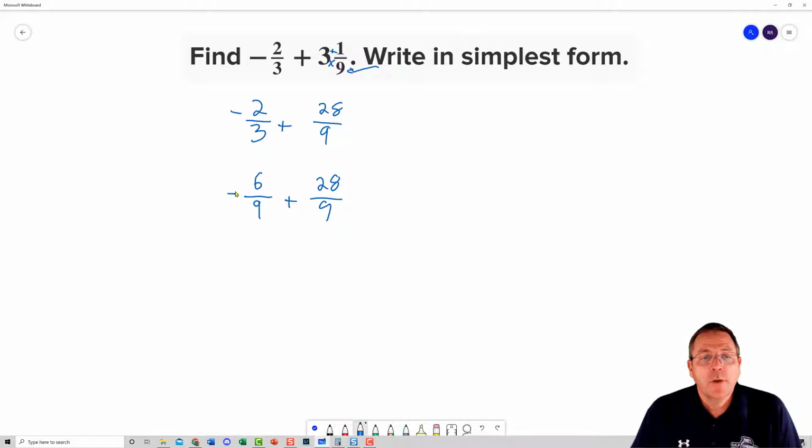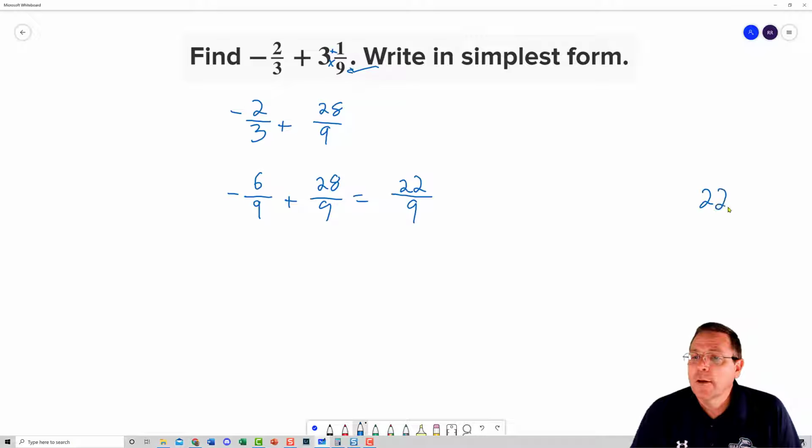And now we're at the point of saying signs are different. You notice I'm not taking and putting all that over the 9. I'm just going to go ahead and work it. Signs are different. Find the difference. The difference between 28 and 6 is 22. With the sign in front of the larger number, that's going to be 28. It's positive going in front of your answer. So we have a positive 22 over 9, which you can just leave as 22 over 9.